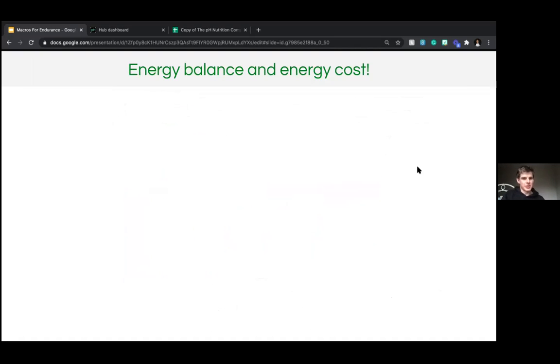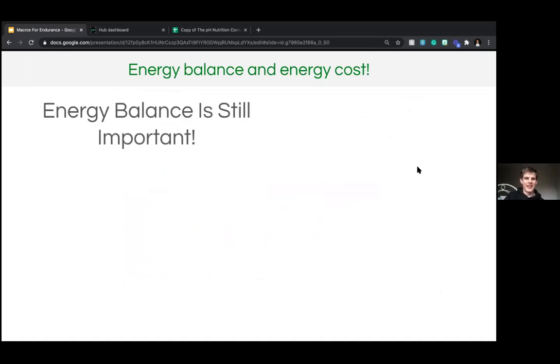This is one that I wanted to touch on first because, believe it or not, energy balance is still important. And this is something that is hammered home from all sides of the coin. I'm not a big fan of people that just shout calorie deficit and calories in, calories out, because they don't take into account the context of the situation. But lo and behold, when training for endurance, energy balance is still important.